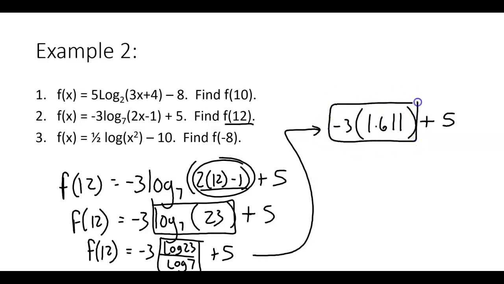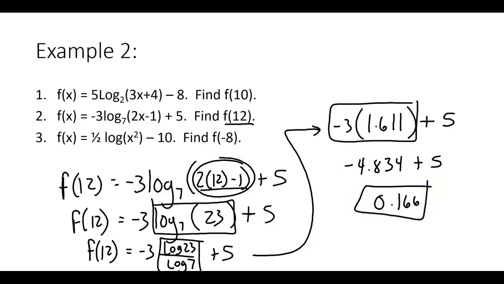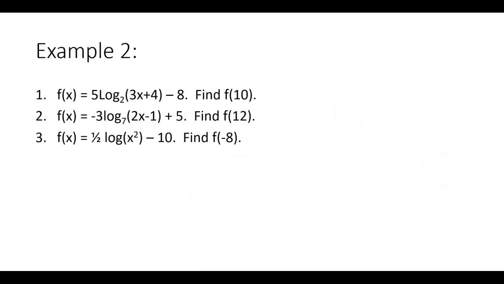Then we do our multiplication next. I get negative 4.834. And then finally, we add 5 to that. And there's my final answer. All right, so let's go ahead and do one more.